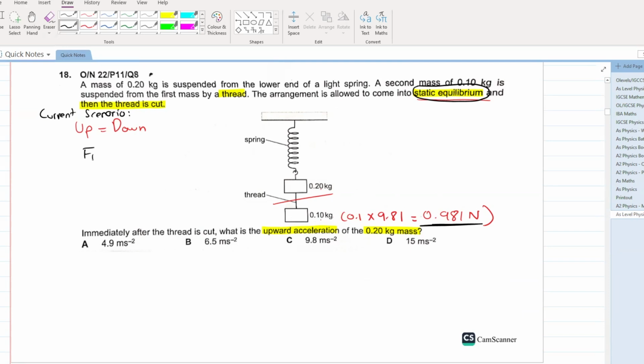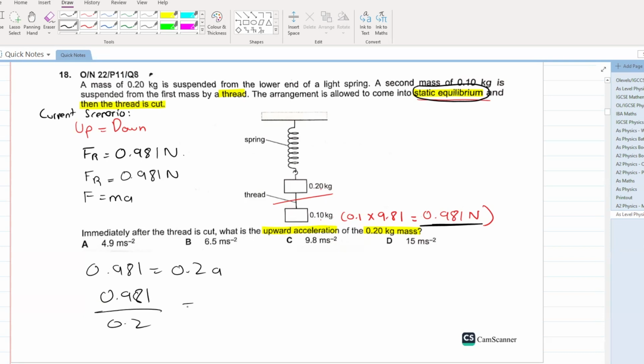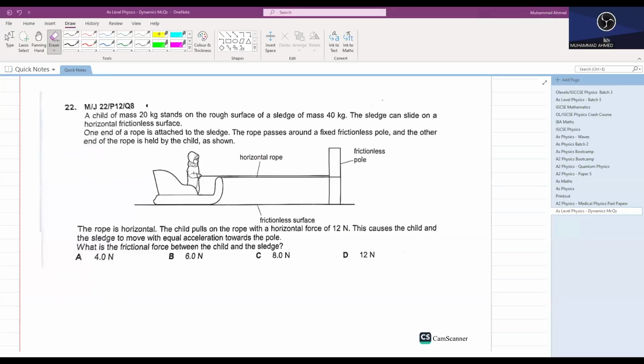So your resultant force equals what? 0.981 Newton. Perfect. And what is your mass? Resultant force is 0.981 Newton, and you know F is equal to ma. 0.981 is equal to the mass, that is 0.2, into acceleration. 0.981 divided by 0.2 gives you your acceleration. Let's calculate that. This comes out to be 4.9. A is your answer. Okay, let's see this question.